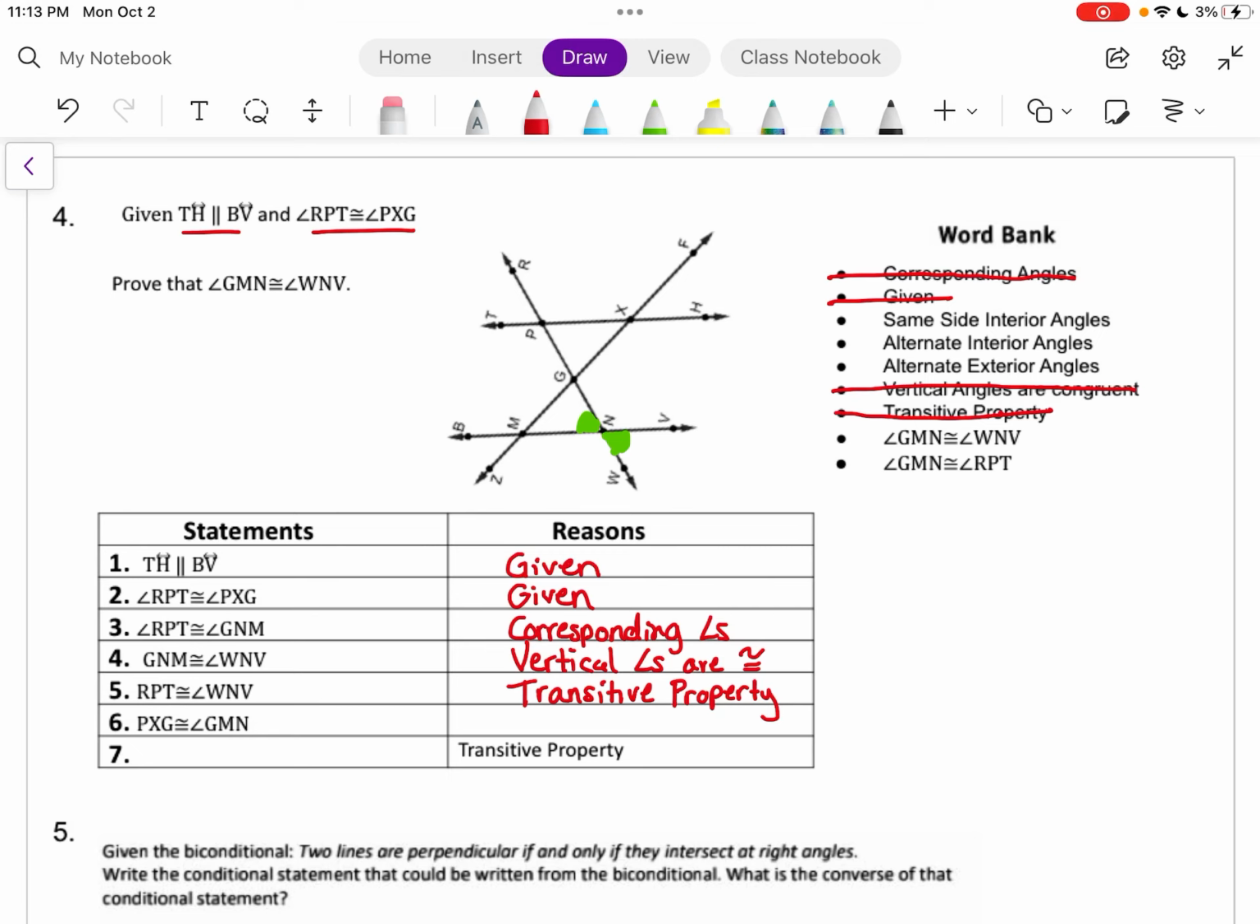Now let's fill in number 6. For number 6, we're going to look at the diagram and we're going to locate the two angles. We're going to locate PXG and we're going to locate GMN. These two are alternate interior angles.